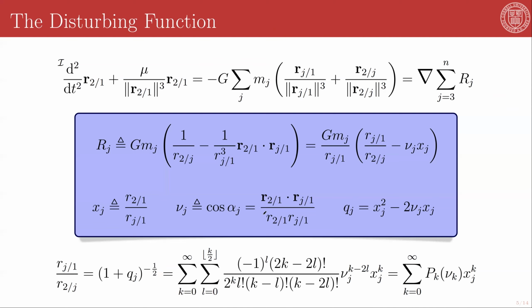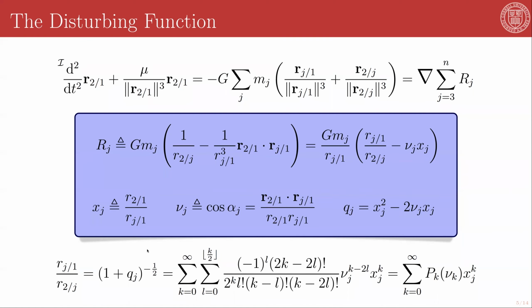With these definitions, we can write the q function, q_j, as x_j squared minus 2 nu_j x_j. If we apply the law of cosines to the triangle formed by r_21, r_2j, and r_j1, we find that the ratio of r_j1 to r_2j is equivalent to 1 plus q_j to the negative 1/2 power. This allows us to apply the binomial expansion, which is just a special case of Newton's generalized binomial theorem, which we've already used a couple of times.